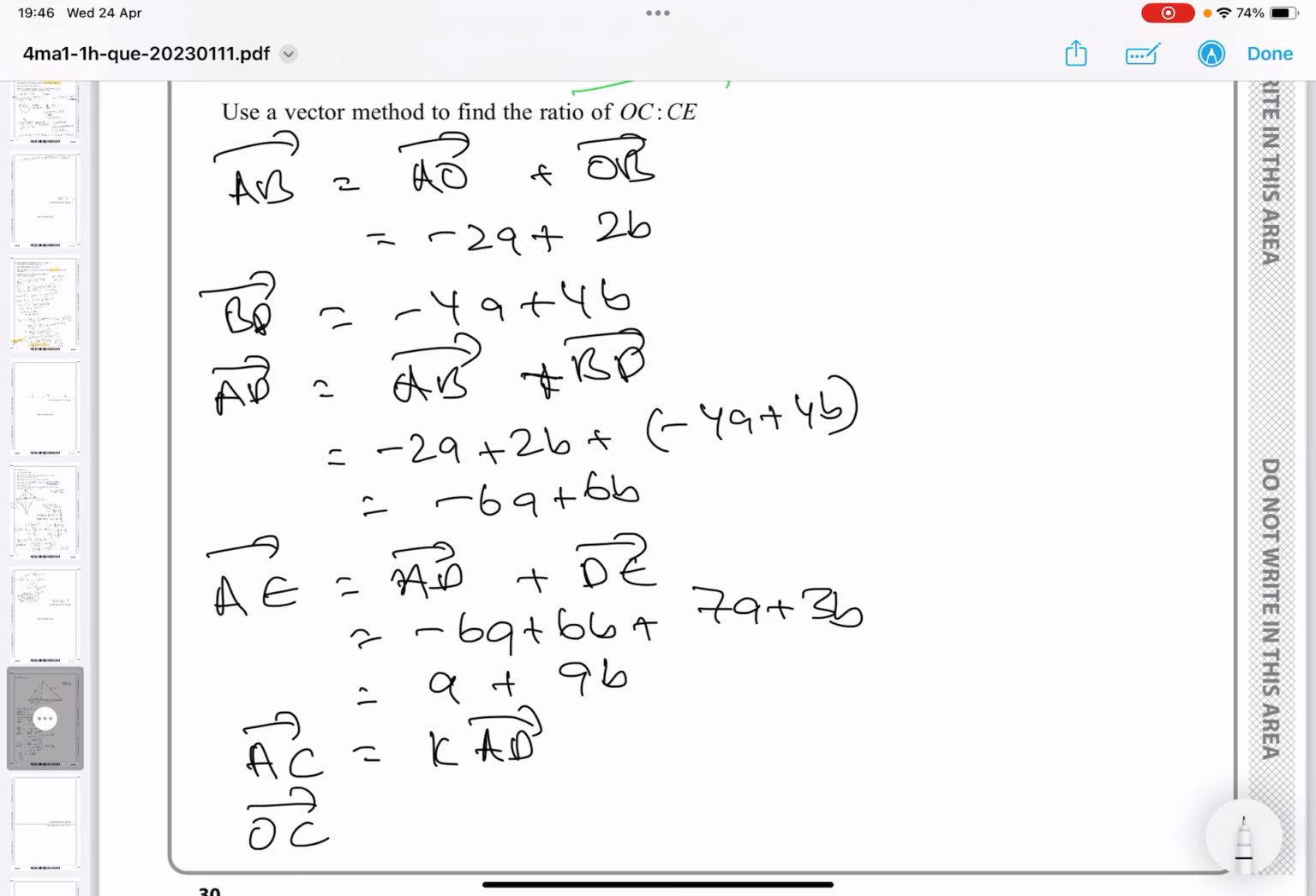Now we can work out what OC is. OC is OA plus AC, as we said before. I'm going to continue up here so you can all see it on one page, otherwise it's going to get too confusing. OA is 2a, that's the vector for OA. And AC, we labeled it as k of AD. So k of AD, and AD we worked out was minus 6a plus 6b. That's OC.